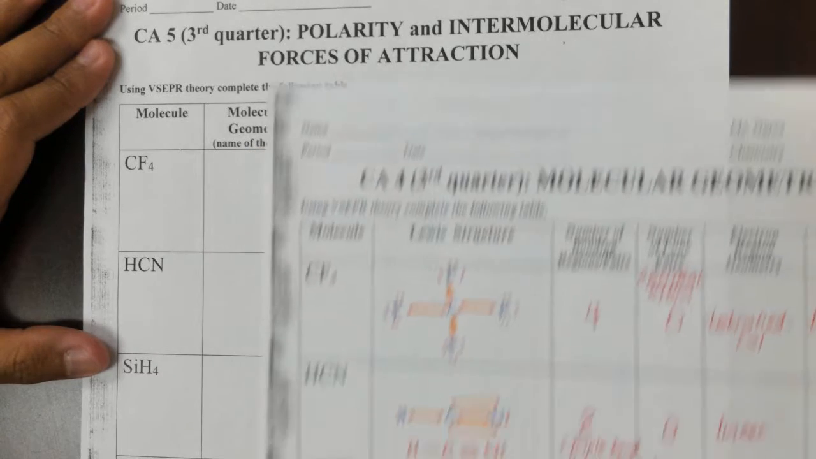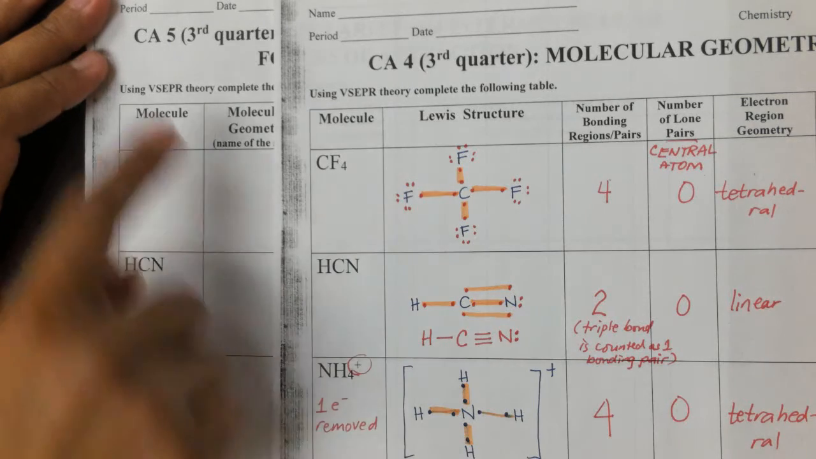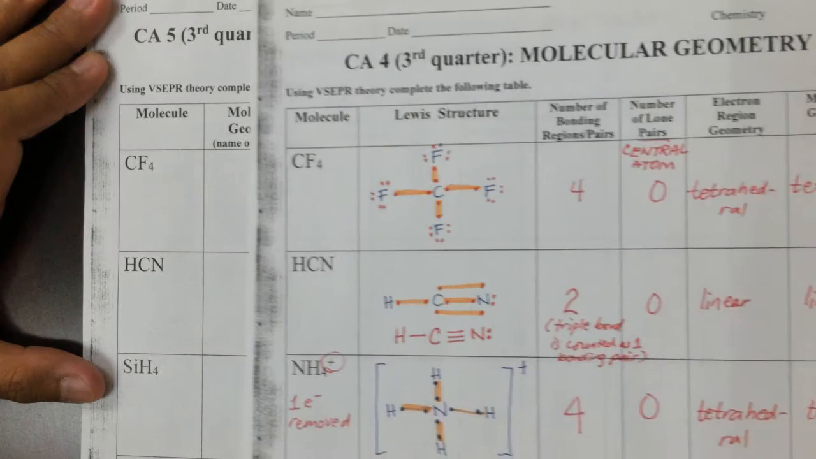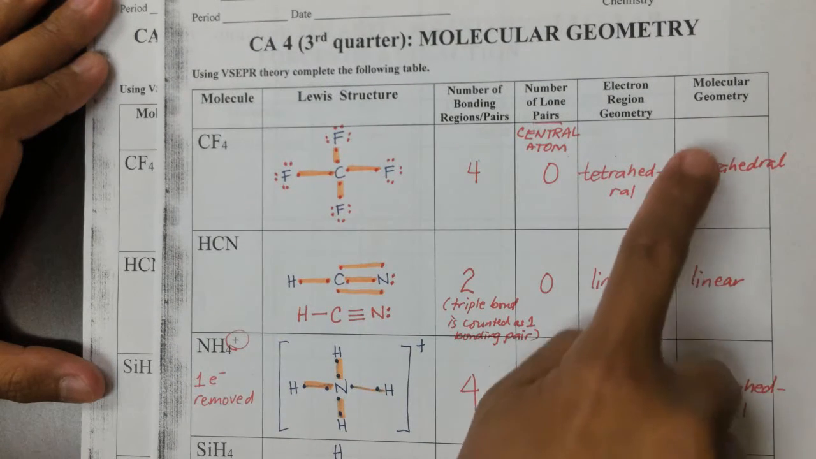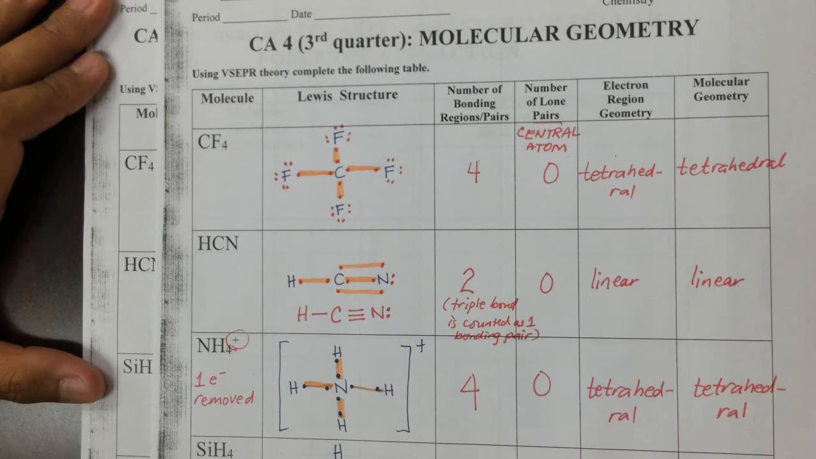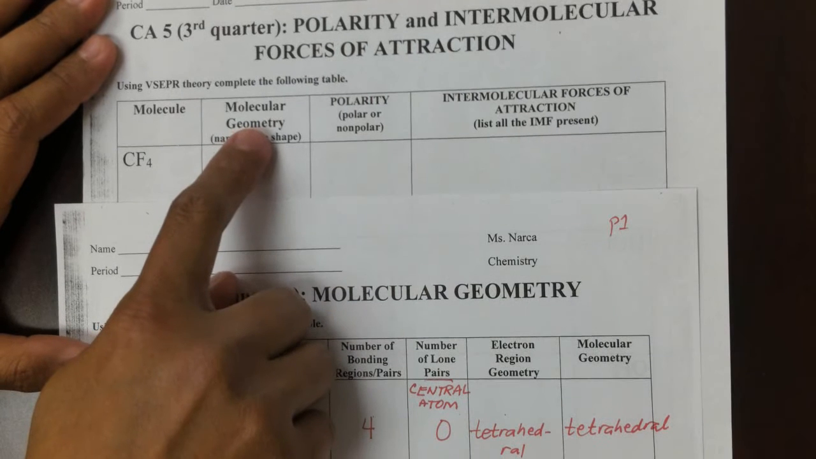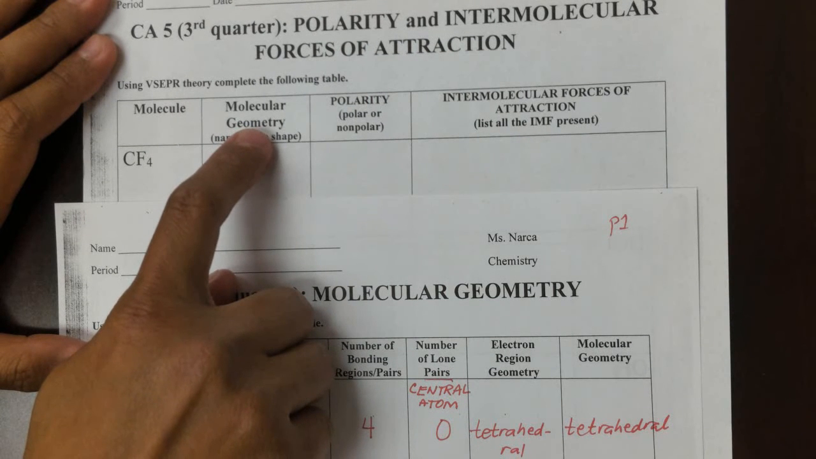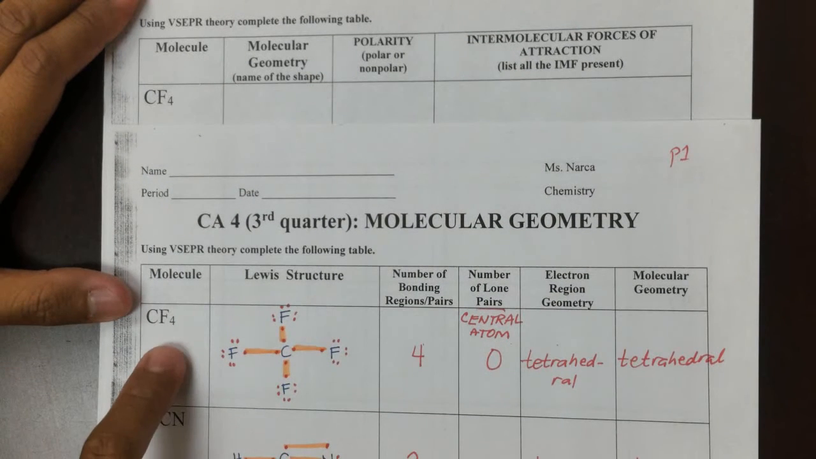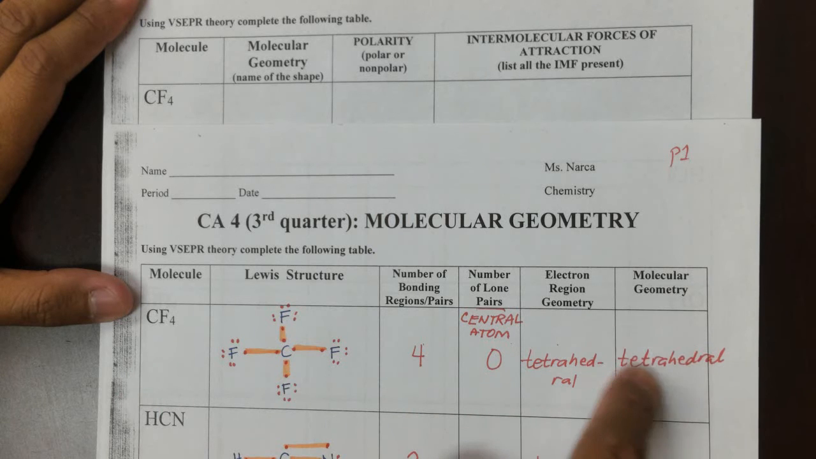From your Ca4 work, the given molecules are actually the same with Ca5. And in your Ca4, if you look at the very last column, you see molecular geometry right there. So that is the molecular geometry that's being asked for in this part. So let's go back to CF4 again. The molecular geometry of CF4 is tetrahedral.